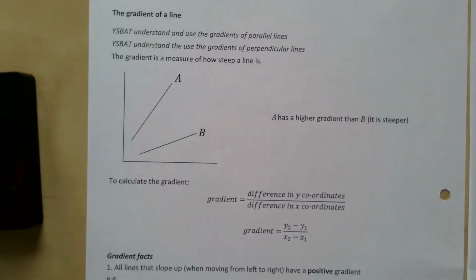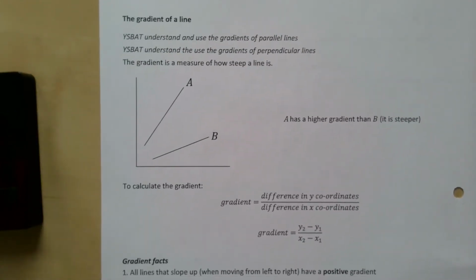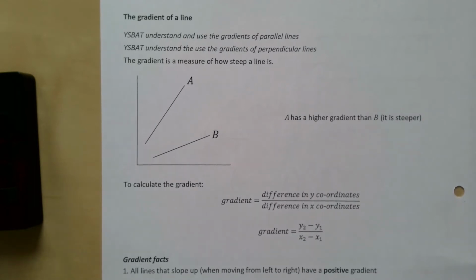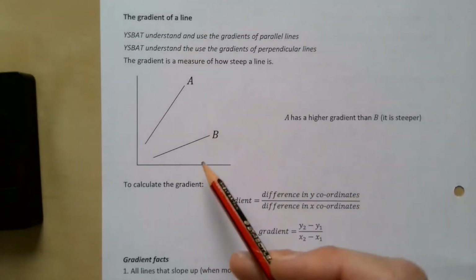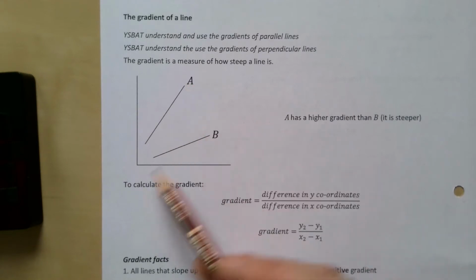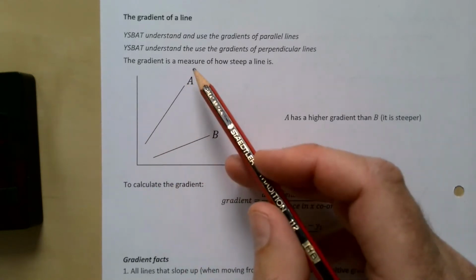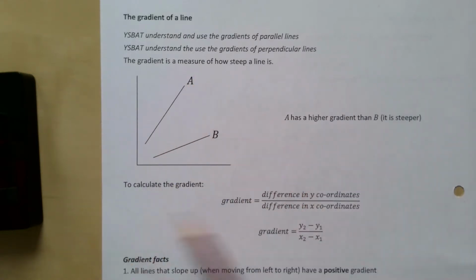There's a GCSE Maths video then on working out gradients and the gradient of a line. So a gradient is a measure of how steep the line is. So you can see here this one's steeper than this one, so A has a bigger gradient than B. Loads of different ways to work out the gradient.